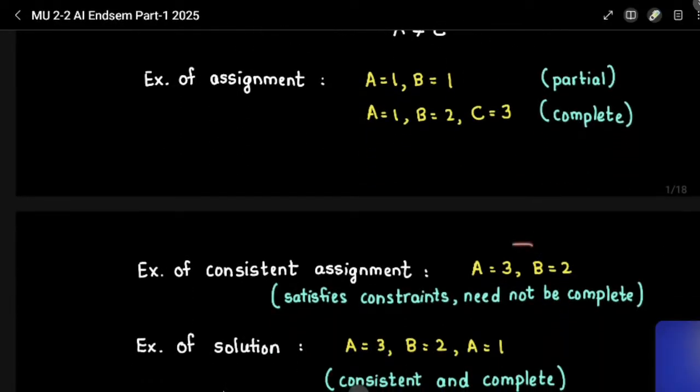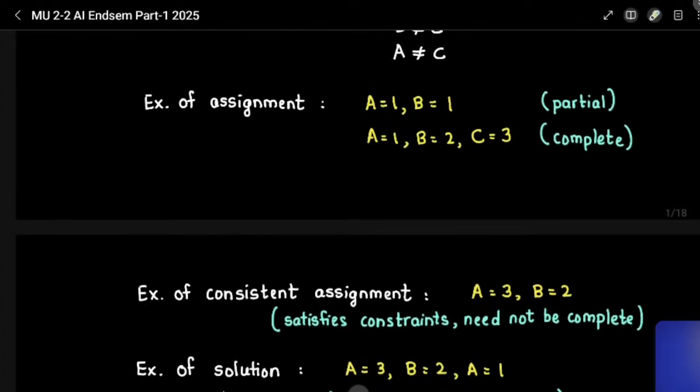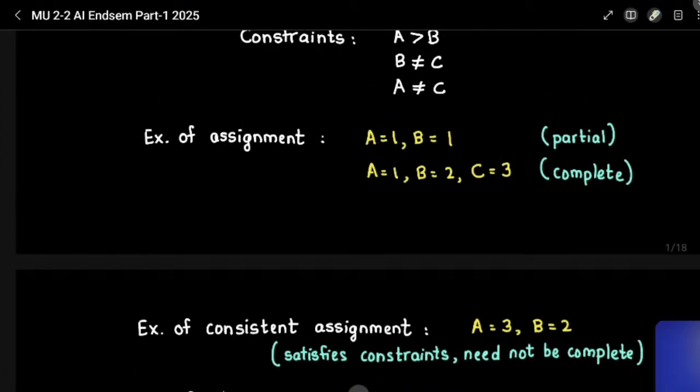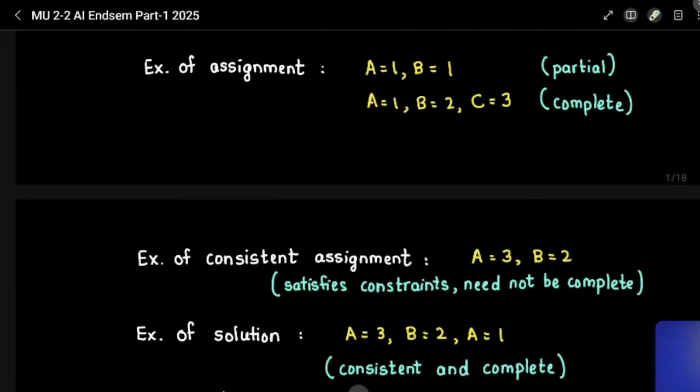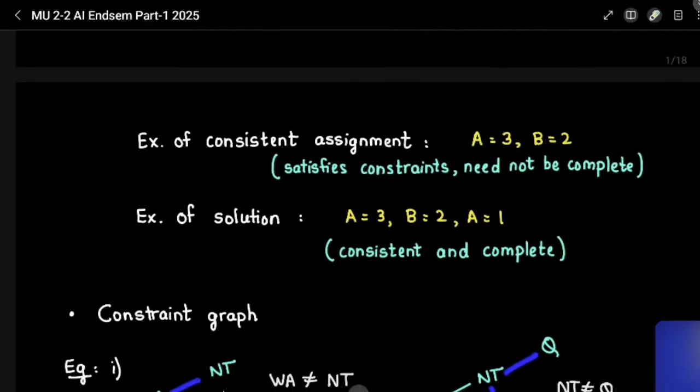For example, look at this: A equal to 3, B equal to 2. Here A is greater than B. It is satisfying the constraints, so it is a consistent assignment. But it need not be complete. Essentially, there is no value given to C, but it still satisfies the constraint, so it's a consistent assignment. In the case that an assignment is both consistent and complete, then that assignment is called a solution.